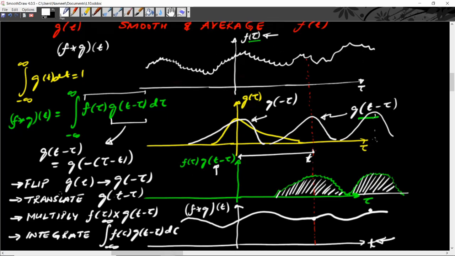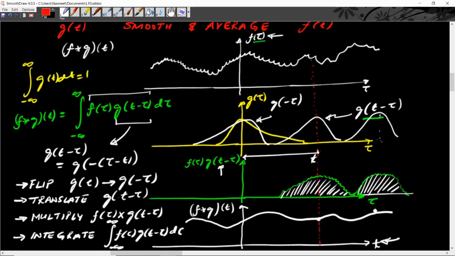So convolution can therefore be thought of as a multiple repetition of shift, multiply and integrate operation. Of course, by flipping one of the functions for the first time before translating or shifting it. So to understand why convolution leads to the smoothing of this function f, there are two ways to think about this. First is by looking at the convolution operation in time domain.